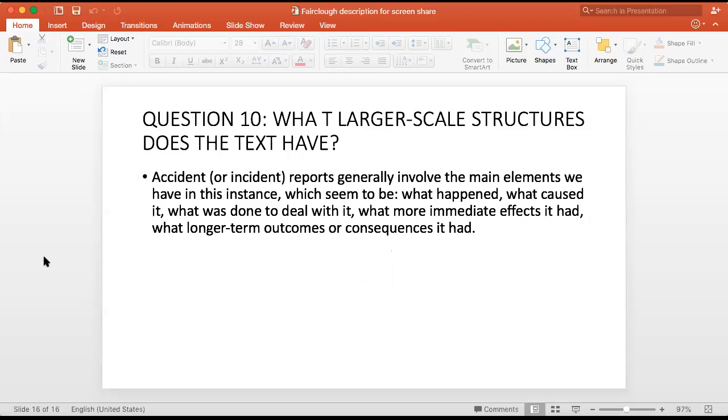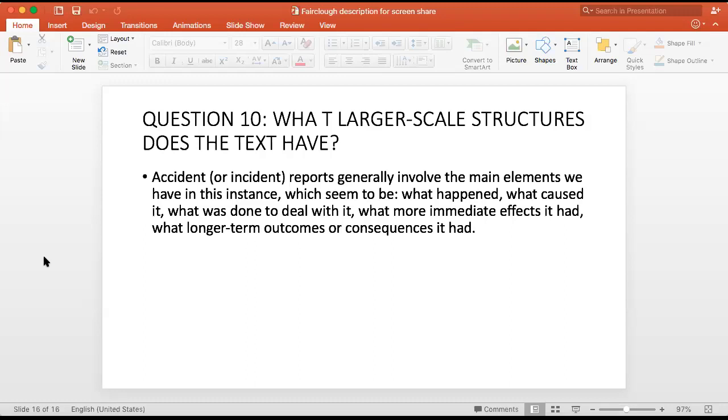So for interactional conventions, we go back to the pragmatic section of discourse. What larger scale structures does the text have? Larger scale means how you describe the larger picture, what happened. For instance, this example in your books: an accident. How is it reported? What are the main elements? What happened? What caused it? What was done to deal with it? What more immediate effects did it have? What longer term outcomes or consequences did it have? So it gives you the larger picture of the discourse: how the event took place, who the participants were, why it happened. All of these might not be there in the discourse, but you need to decipher them.